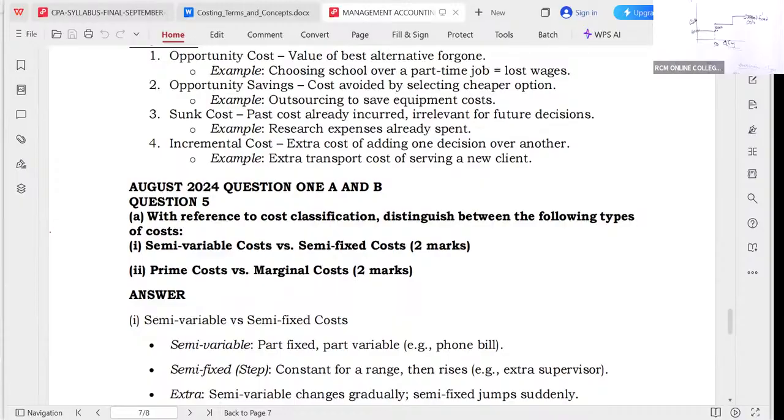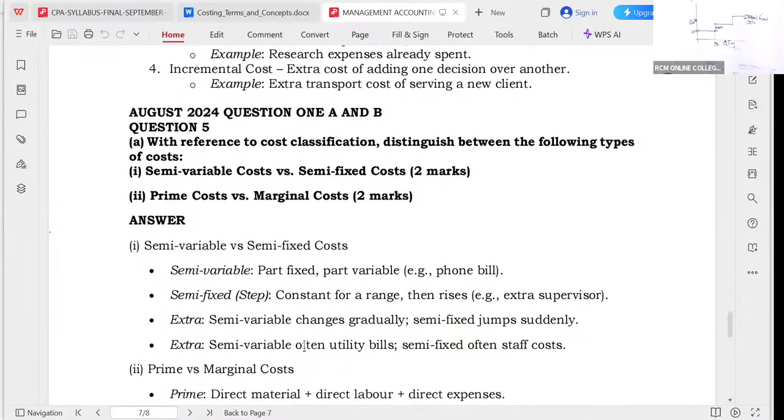Semi-variable are the ones that are partly fixed and partly variable. Semi-variable, part fixed, part variable. And the semi-fixed, they are variable, changes gradually. Semi-fixed jumps suddenly. Semi-variable changes gradually. Yeah, they don't just start from zero, but semi-fixed, they jump suddenly. Yeah, I think that's good enough.